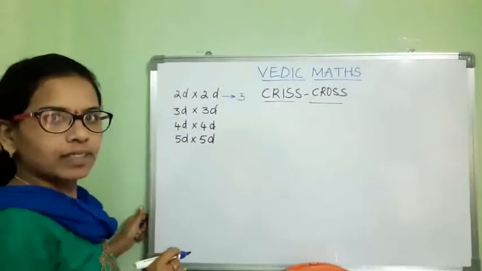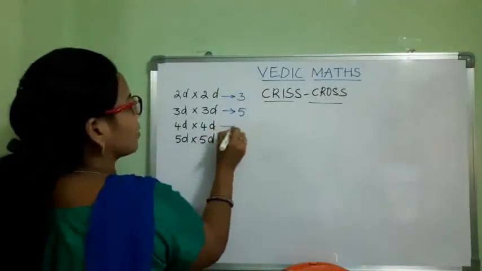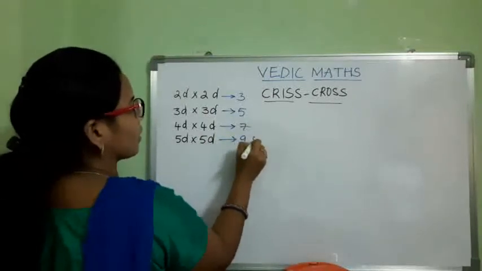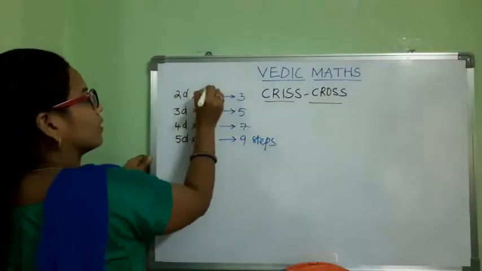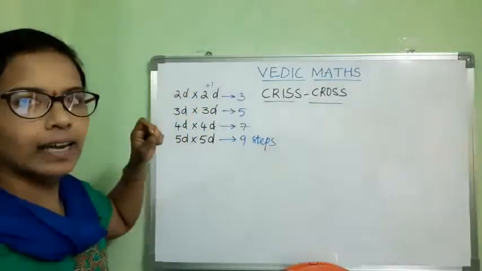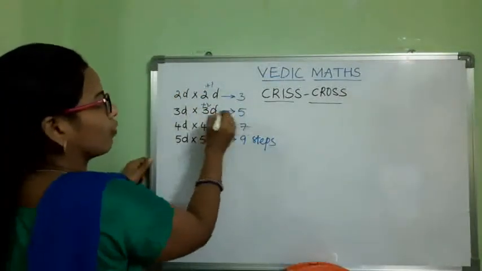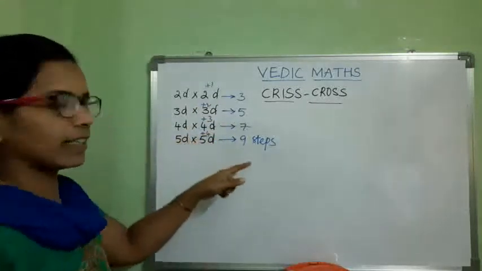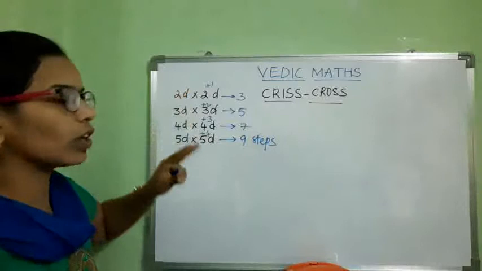For 3-digit numbers, we do the multiplication within 5 steps, this one within 7 steps, and this one within 9 steps. Remember like this: 2 plus 1, 3. 3 plus 2, 5. 4 plus 3, 7. 5 plus 4, 9. I said this only for remembering the steps, no logic is there.